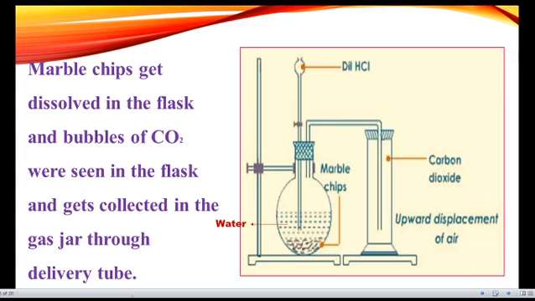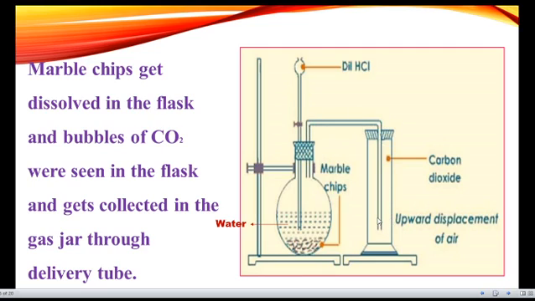So let us discuss the procedure. First we need to take a round bottomed flask with a thistle funnel. Through this thistle funnel we are going to introduce dilute hydrochloric acid. In this round bottomed flask we have taken marble chips, which is nothing but calcium carbonate, and water is also added. After the addition of dilute hydrochloric acid, it reacts with the marble chips, that is calcium carbonate, and then it liberates carbon dioxide gas. The carbon dioxide gas gets collected in the gas jar with the help of the delivery tube.